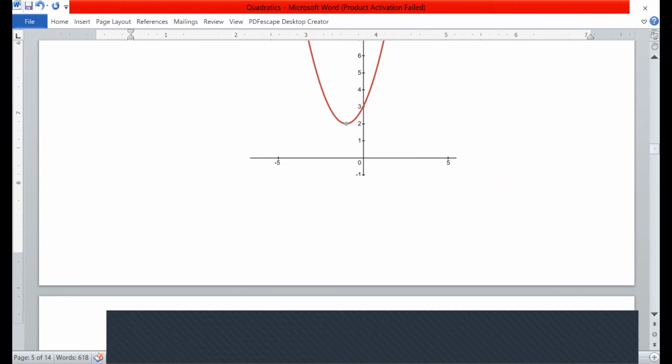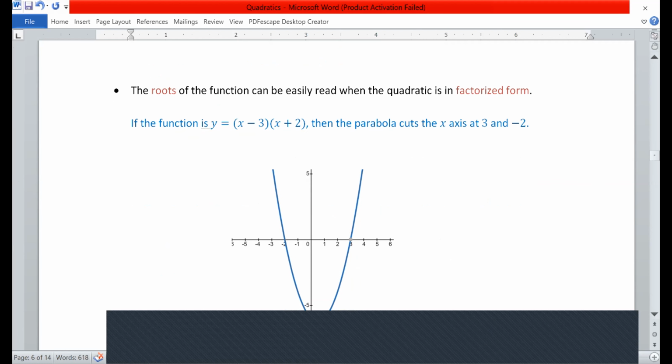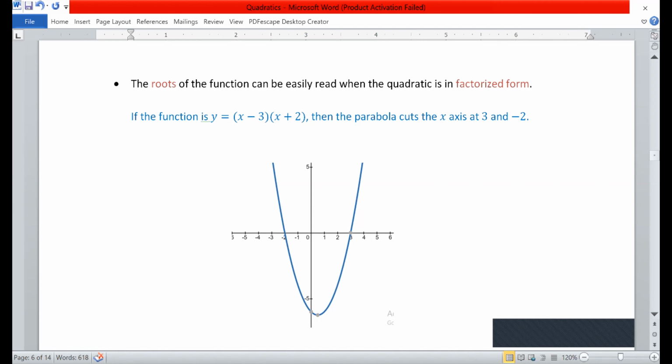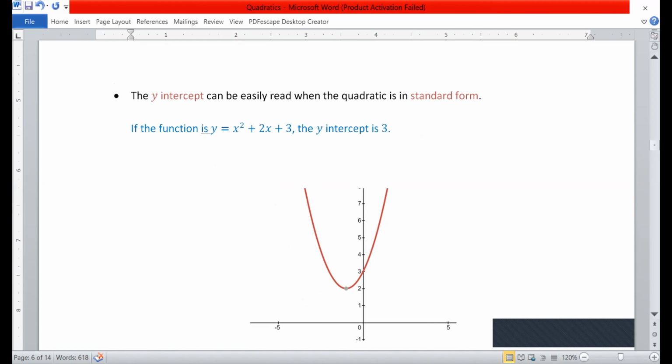Here's the third point. The roots of the function can be easily read when the quadratic is in factorized form in your function, right? And I've given an example. Miss, can you scroll up? I didn't copy the graph. Okay. Now, while you're writing, let me just tell you something.